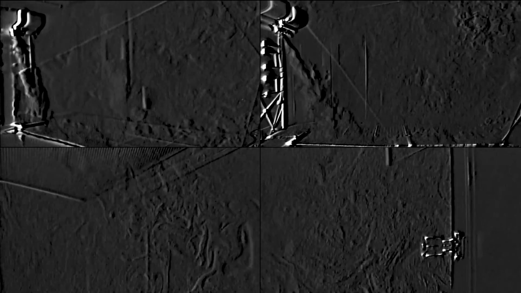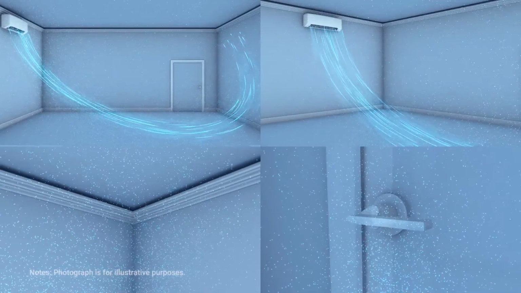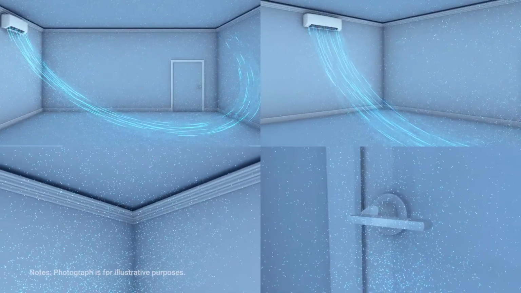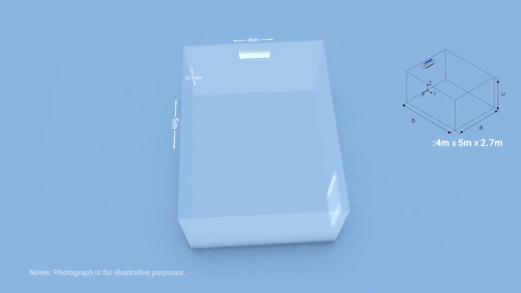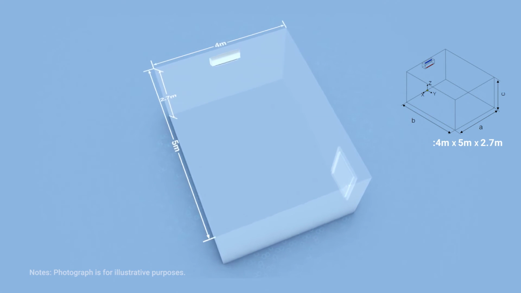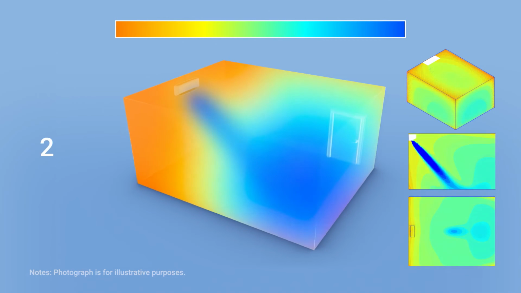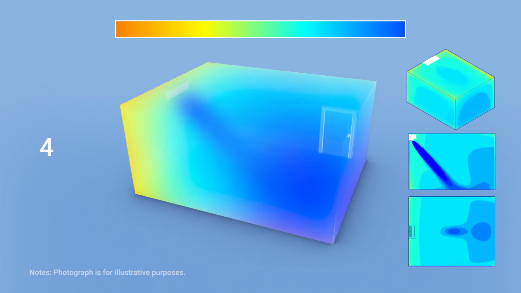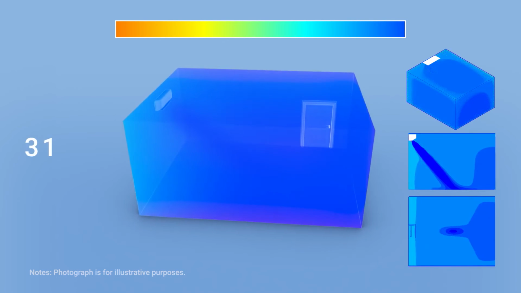The airflow of the air conditioner distributes NanoeX throughout the room. You can see that the NanoeX is reaching the doorknob in every part of the room. Can one air conditioner with NanoeX fill a room? This simulation shows the results for a 54 cubic meter room of 4 meters by 5 meters by 2.7 meters. The bluer the color, the more effective the NanoeX. It takes about 30 minutes to fill the room with NanoeX.